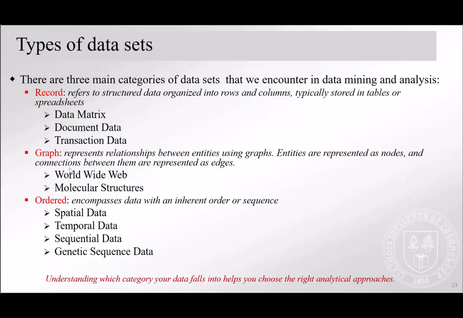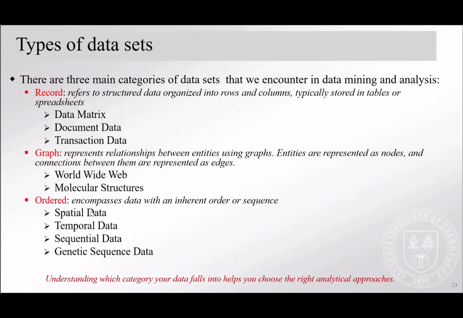Next, graph data. This one's about relationships, generally. We have nodes, which are your entities, and edges, the connections between them. Two classical examples. The World Wide Web, where the web pages are nodes and the hyperlinks are edges, the connections between them. Molecular structures, where atoms are nodes and chemical bonds are edges. So if your data is about who's connected to what, you are in graph territory.